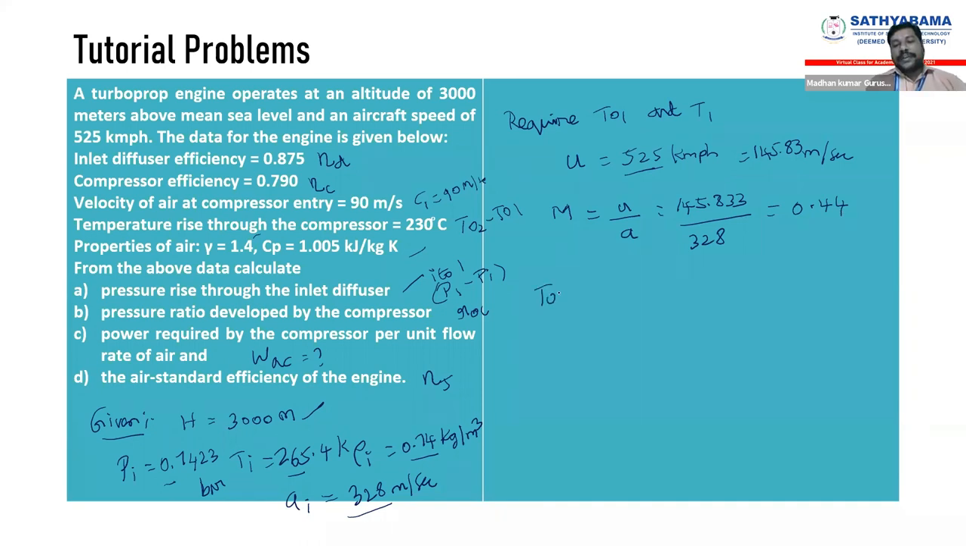And now we are going to find total to static temperature, that is T01 by T1. Okay. So it is 1 plus gamma minus 1 divided by 2 M square. You just substitute the value here, 1 plus 0.2 multiplied by Mach number 0.44 whole square, right? And what is your T01 by T1?